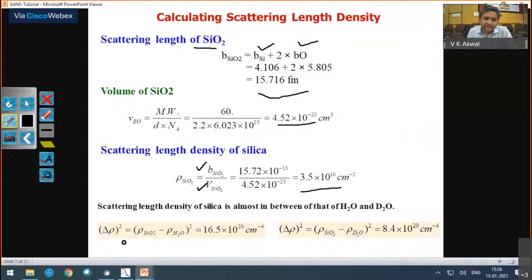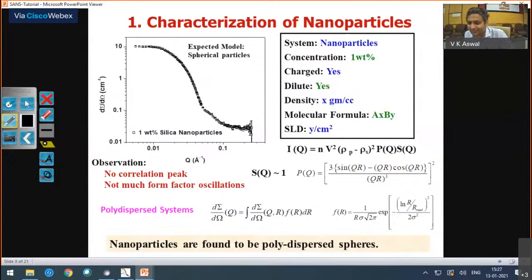How to calculate the contrast is simple. The contrast is rho silica minus rho H2O, whole squared, and rho silica minus rho D2O, whatever the solvent is. So this is the scattering contrast in two cases. With this information, let's start to do data analysis for the simplest system, which is silica nanoparticles. This slide will elaborate the methodology, and then we will practically do it.